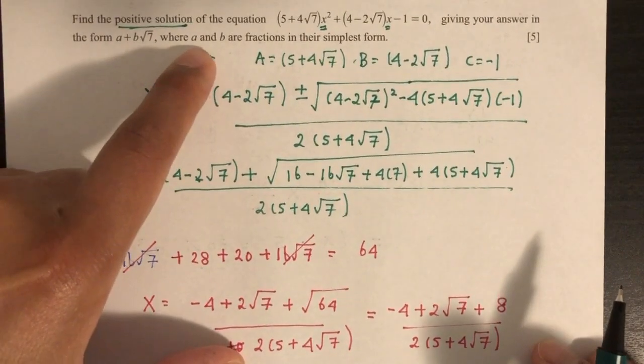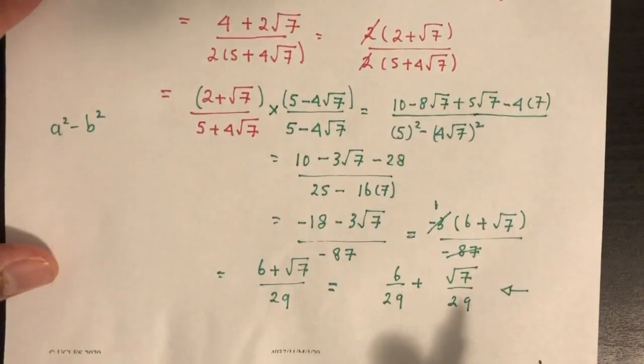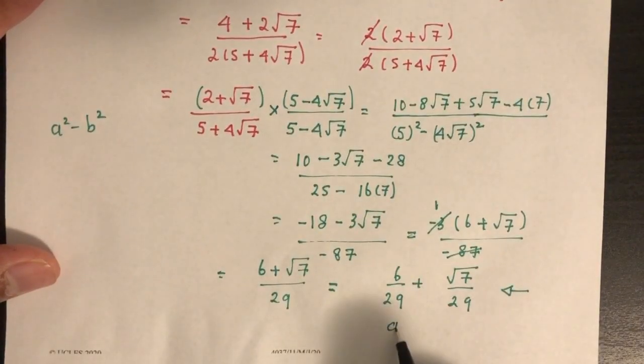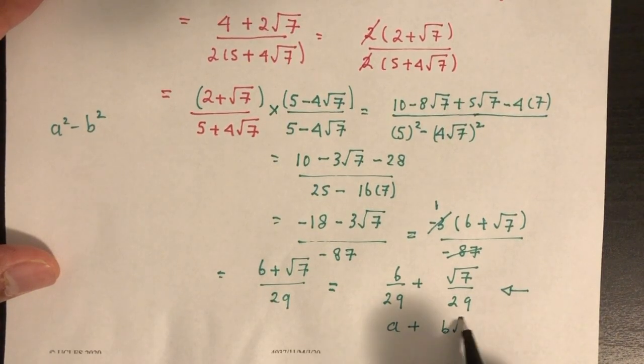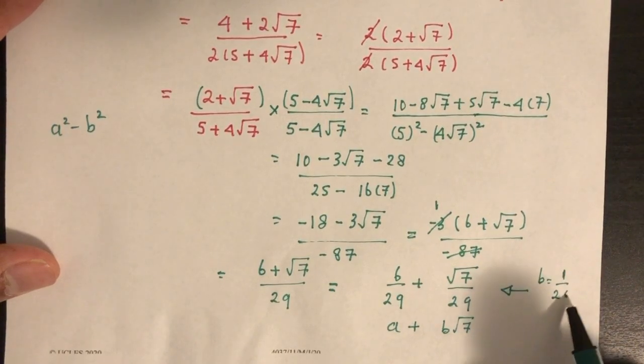As you can see, a and b are fractions in the simplest form. So as you can see, that is a and then b root 7. So basically b is just 1 over 29.